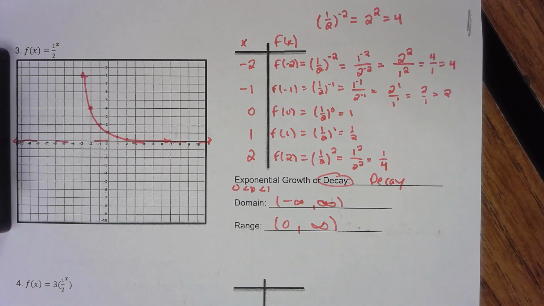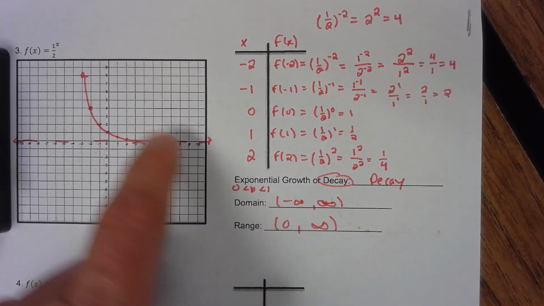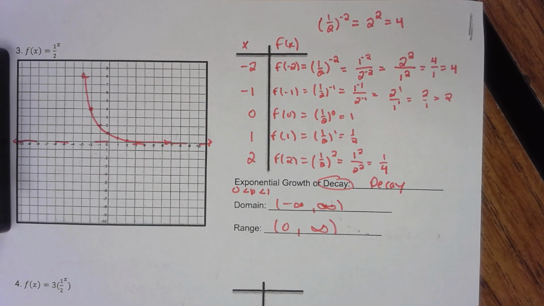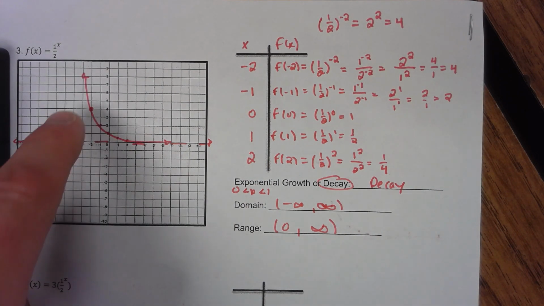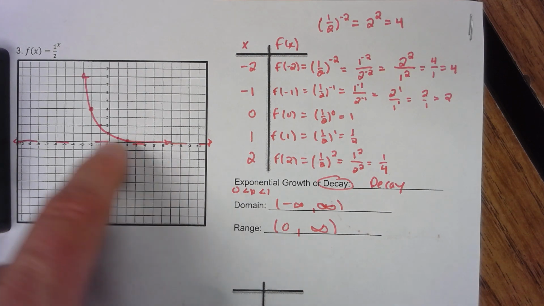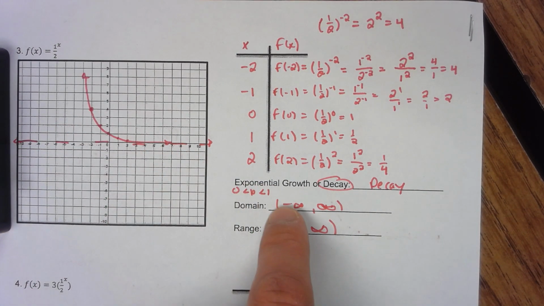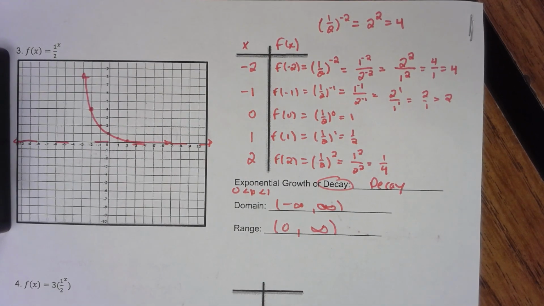And that's because of the base now being a fraction and being between 0 and 1, which is why in the equation I know that it's decay. Because that base is between 0 and 1. Then the graph is showing me that it's decay because now as x gets bigger, y is getting smaller. So that's how we're always able to tell for the growth or decay. As x gets bigger, what is y doing? If y is getting smaller, it's decay. If y is getting bigger, it's growth.